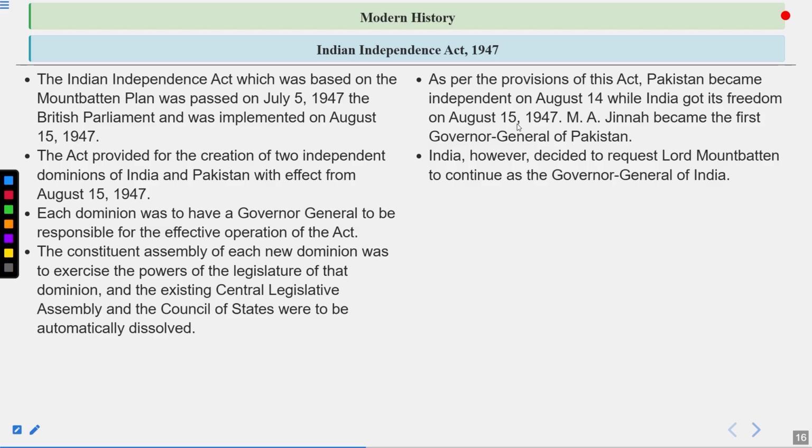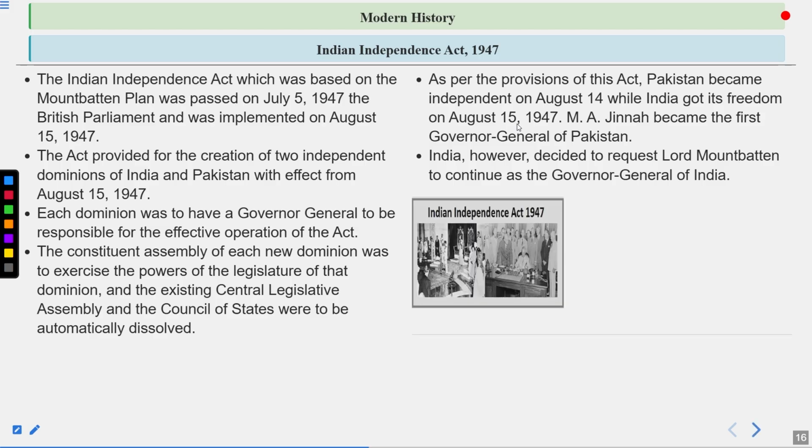And finally, in 1950, this position was abolished and the position of President of India was created, and that position went to Mr. Rajendra Prasad. So that was the Indian Independence Act, and it was passed in the House of Commons in London and implemented on 15th August 1947 in India.